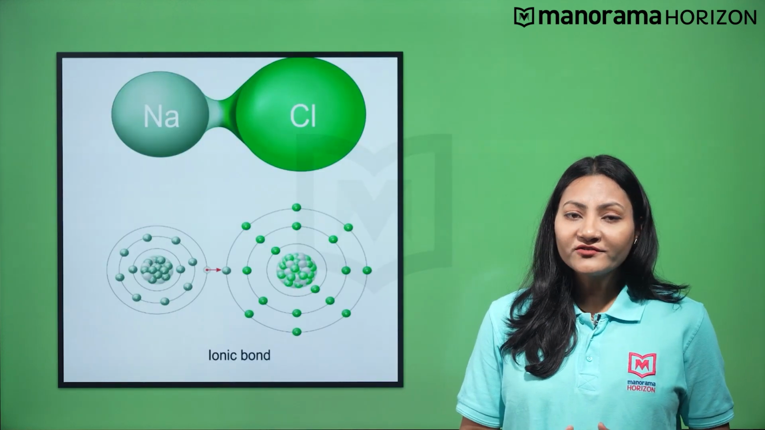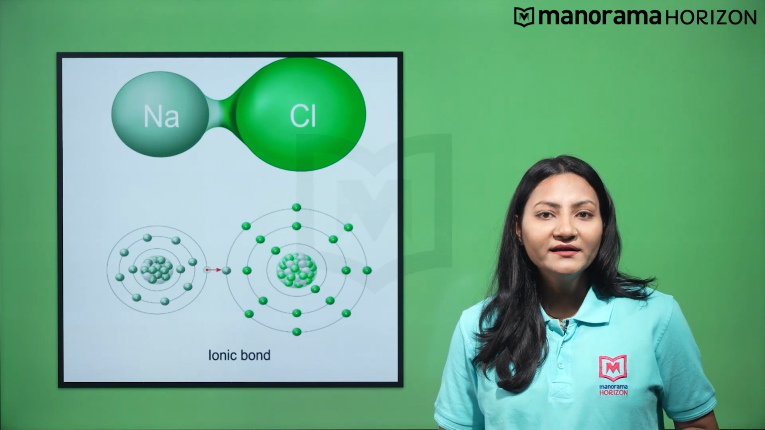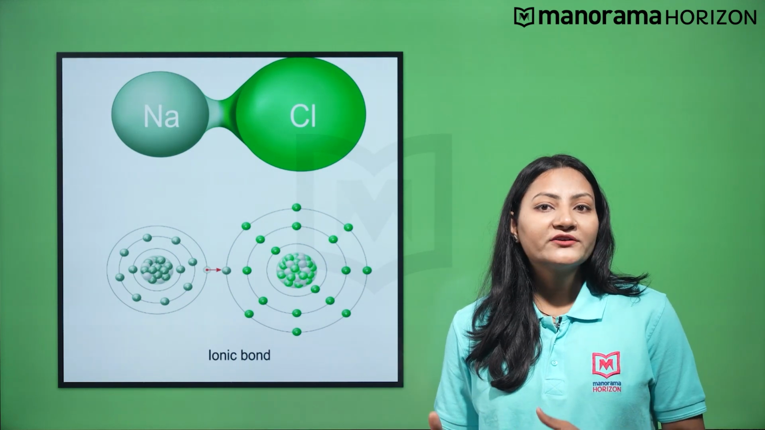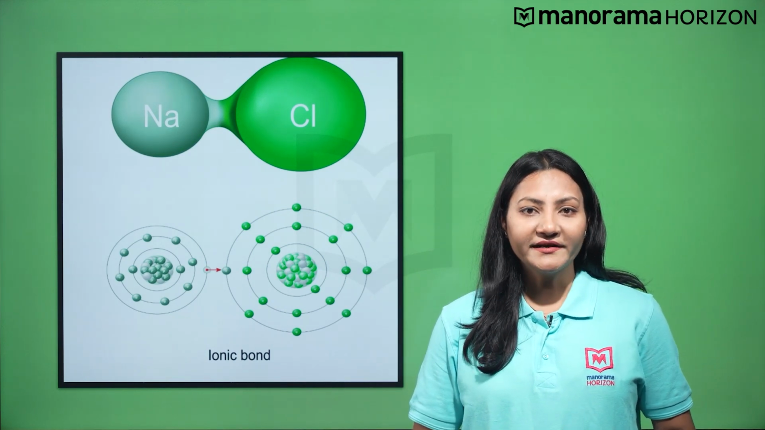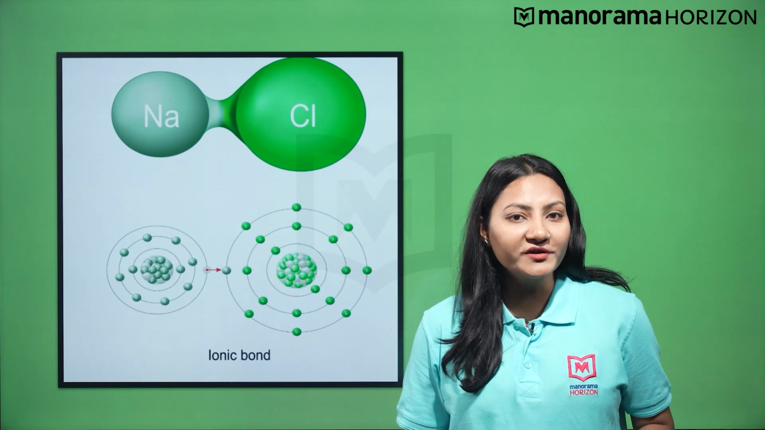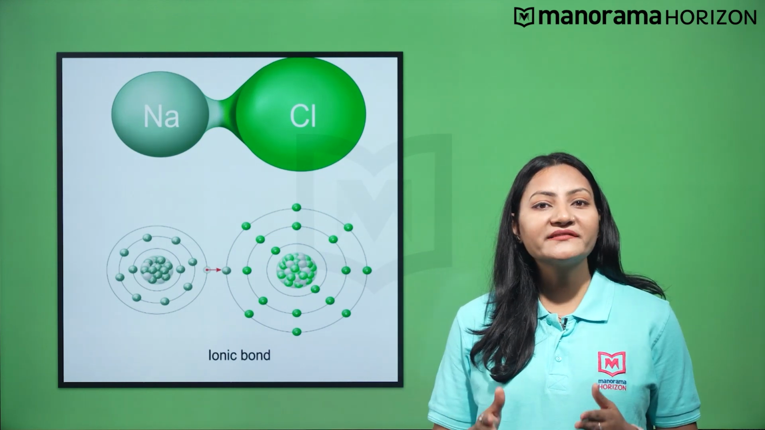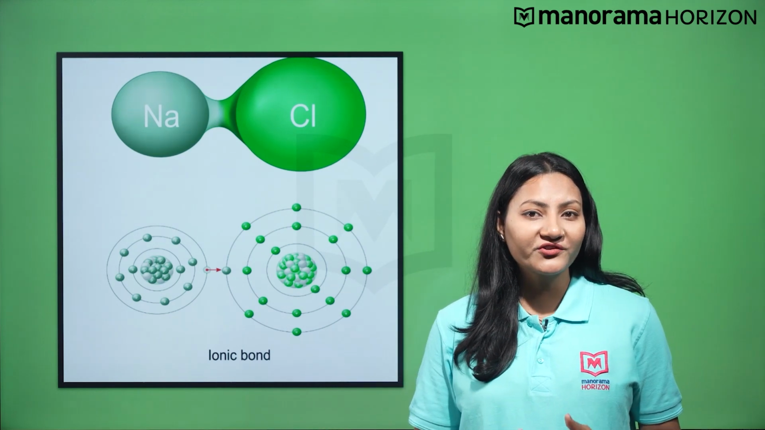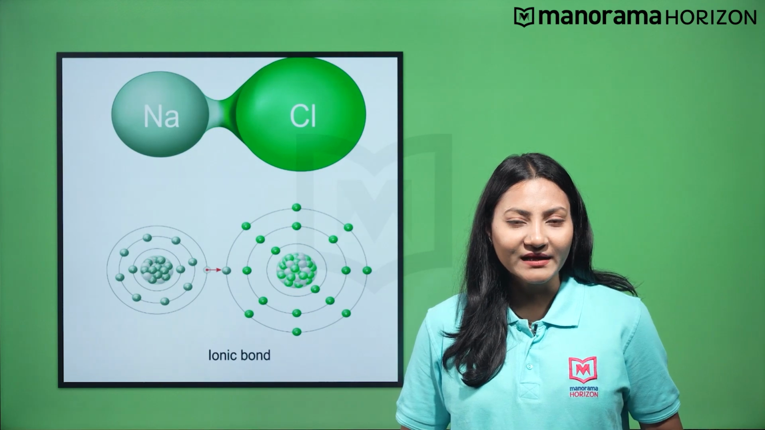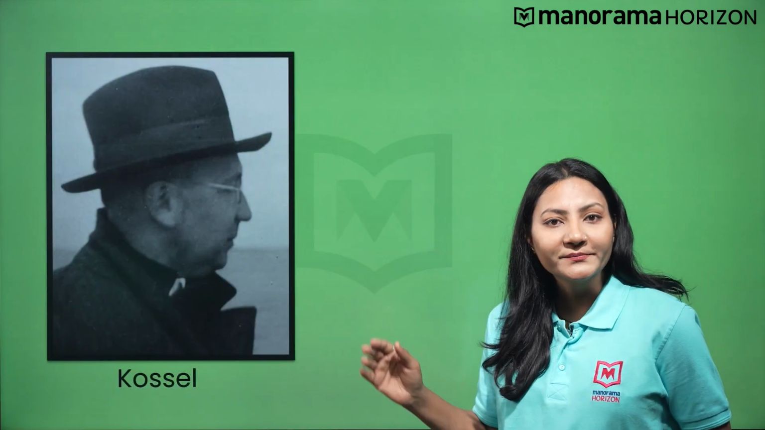So, in the case of sodium chloride, the sodium ion and the chloride ion attain the octet electronic configuration. The two oppositely charged ions, that is, the positively charged sodium ion and the negatively charged chloride ion, approach each other and are held together by a strong electrostatic force of attraction. This leads to the formation of an ionic bond.